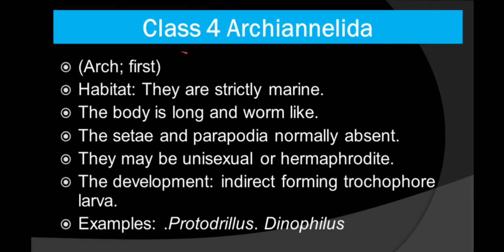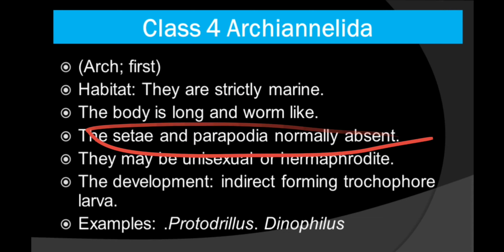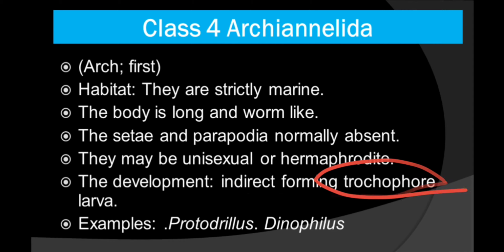Next class is Archaeannelida. Arche means first, so these are the first organisms of the phylum Annelida. Their habitat is strictly marine. The body is long and worm-like. Setae and parapodia as locomotory organs are absent. They may be unisexual or hermaphrodite. The development is indirect, forming a trochophore larva. So here also the trochophore larval stage is there. Examples are Protodrilus and Dinophilus.